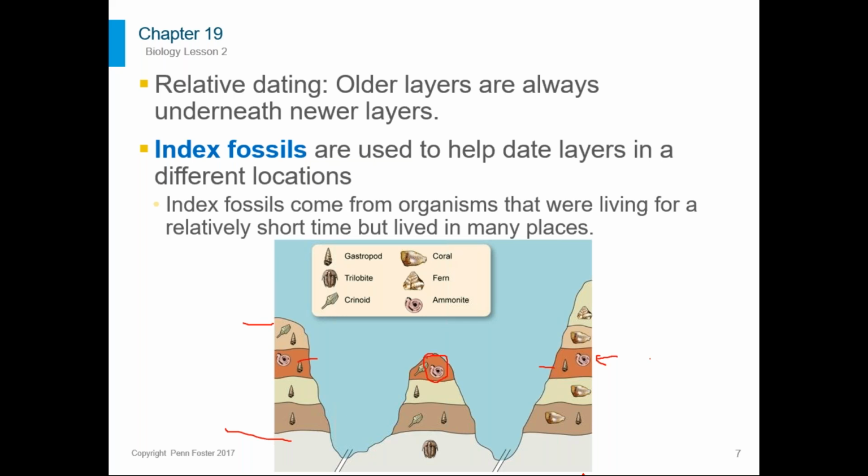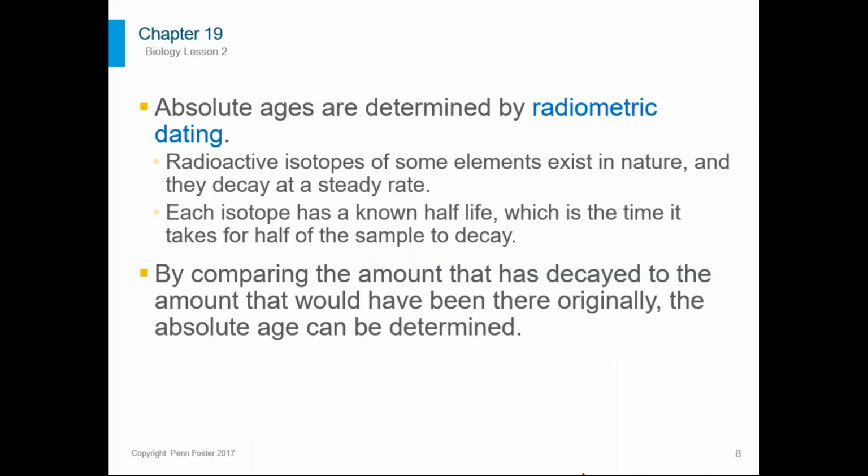Okay, so this is relative dating, and again, it doesn't actually help us figure out a year, how long ago the thing was. We just can compare it. Okay, this lived at the same time as this, or this lived before or after this. Absolute ages are a bit harder. They're determined by radiometric dating.